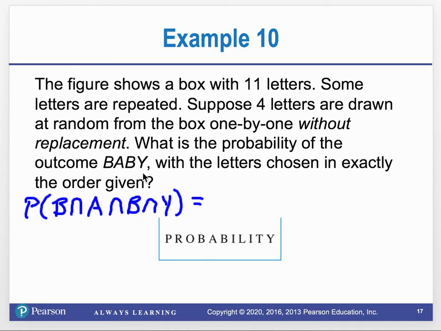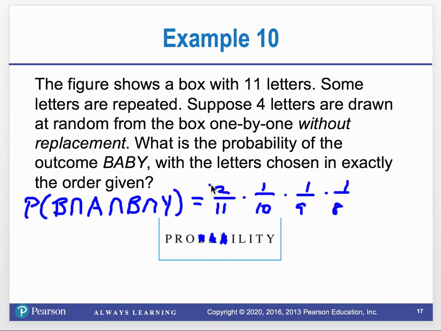All the 4 probabilities. The probability you get your first B, well, there's 2 B's out of the 11 letters. It told me up there it was 11, or I could just count the letters. But remember, it's without replacement. So once I've taken one of the B's out of there, the probability I'm going to get an A is 1 out of 10 choices now. Now that I've removed the A, there's 1 B left out of the 9 choices. And now that I've removed it, there's 1 Y left out of the 8 choices.